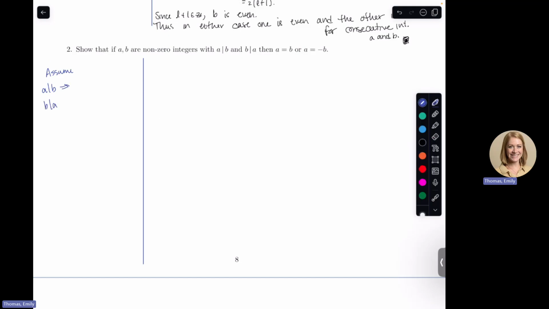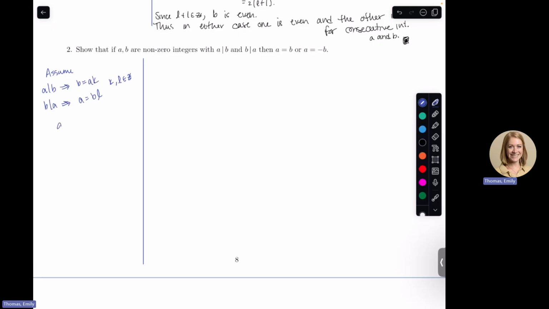If a divides b, then b is equal to a times k. If b divides a, then a is equal to b times l. This is for integers k and l. This is from the definition of divides. So a divides b means that b is a times k. B divides a means that a is b times l. So we're going to look at this.